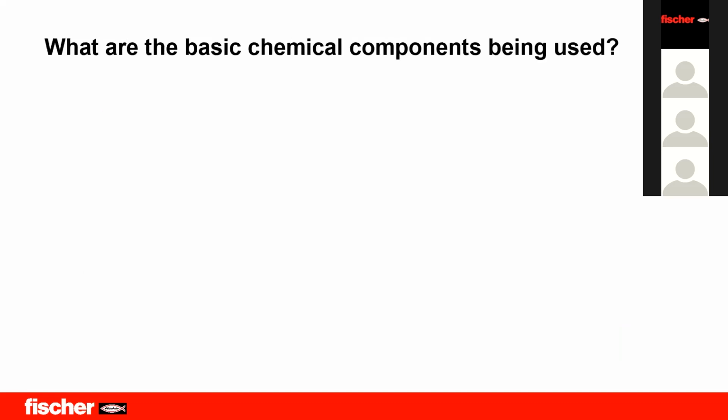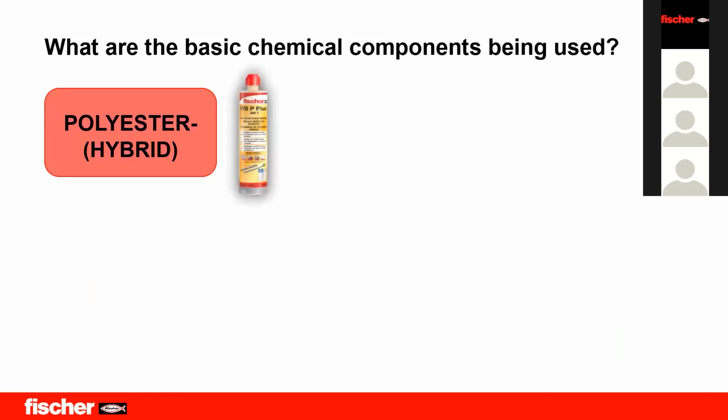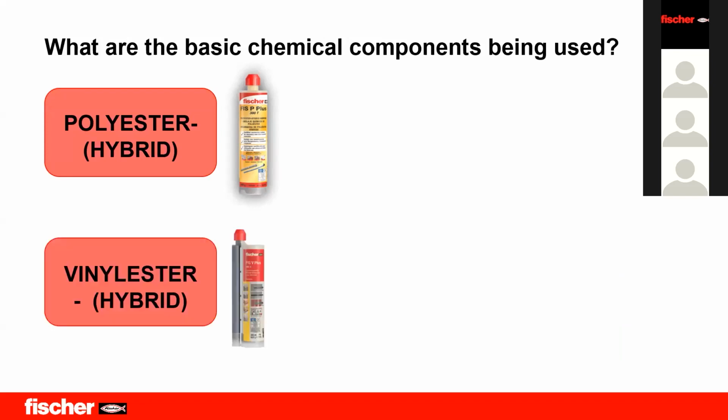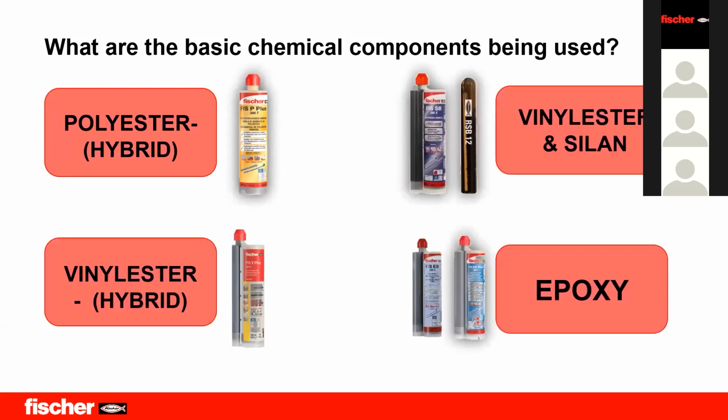Once we cover the packaging, the next important thing is the chemical compounds being used. This is very familiar because one and all know there are different chemical compounds in the market, such as polyester, vinyl ester and silane, and epoxy. So what does polyester offer? It is one of the most economical solutions that can be used in masonry and also for non-cracked concrete application. But when you use polyester on a concrete surface for a long time, a saponification effect may happen.